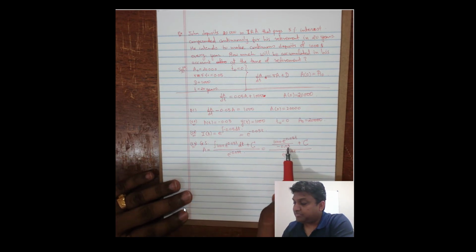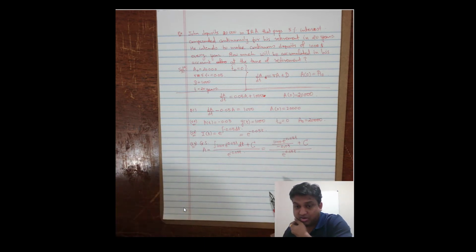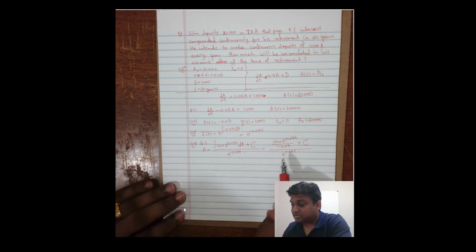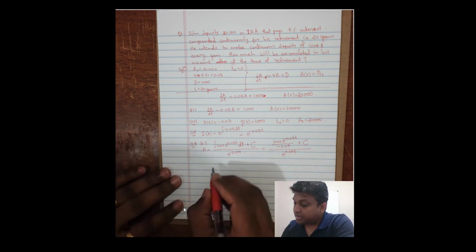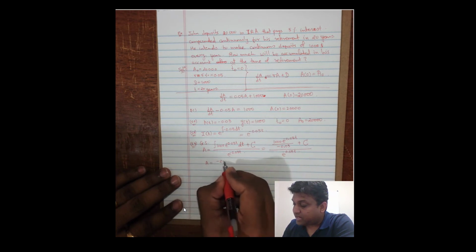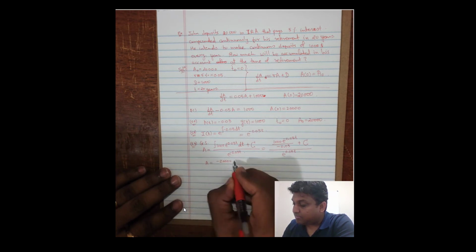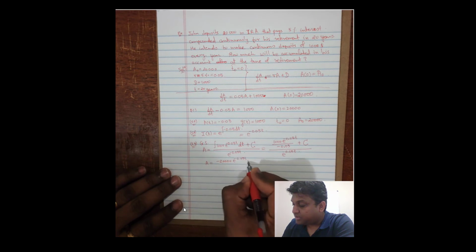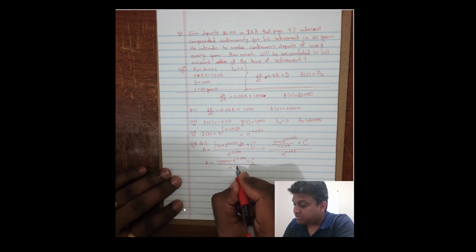This is 5 divided by 100, bottom of the bottom goes into the top, or 5 divided by 100 is 1 over 20. Simplify this carefully, I get A equal to negative 20k e to the negative 0.05t plus C divided by e to the negative 0.05t.